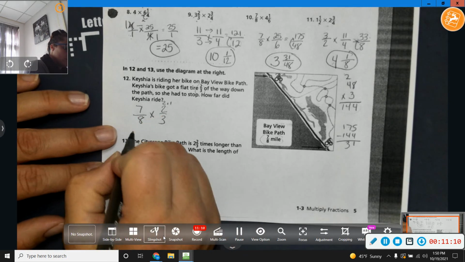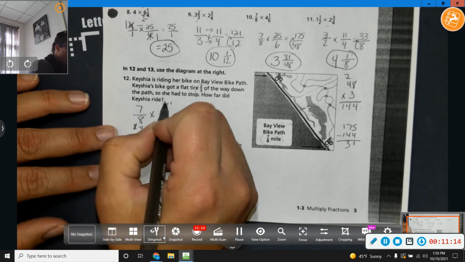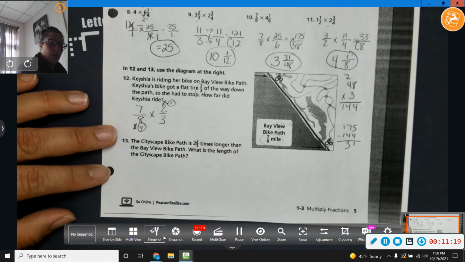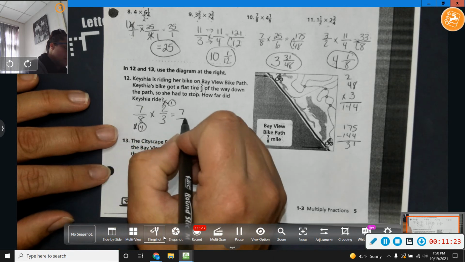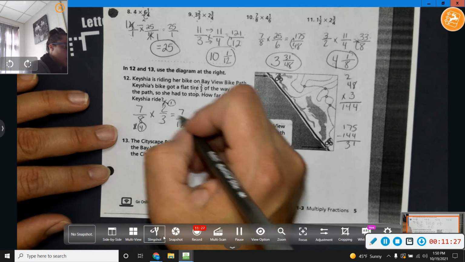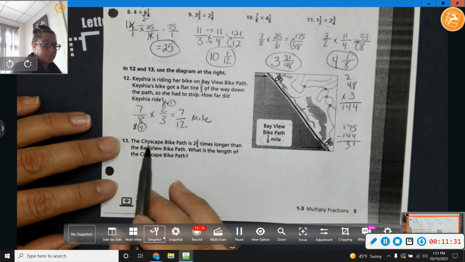2 times 1 is 2. 2 times 4 is 8. I cross off the one that's the same. I keep the other number. Now I multiply. 7 times 1 is 7. 4 times 3 is 12. So she made it 7/12 of a mile before she got a flat tire.